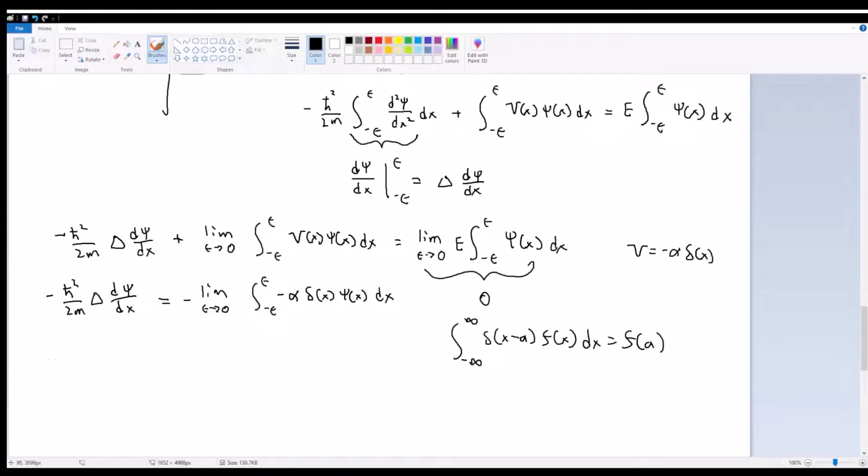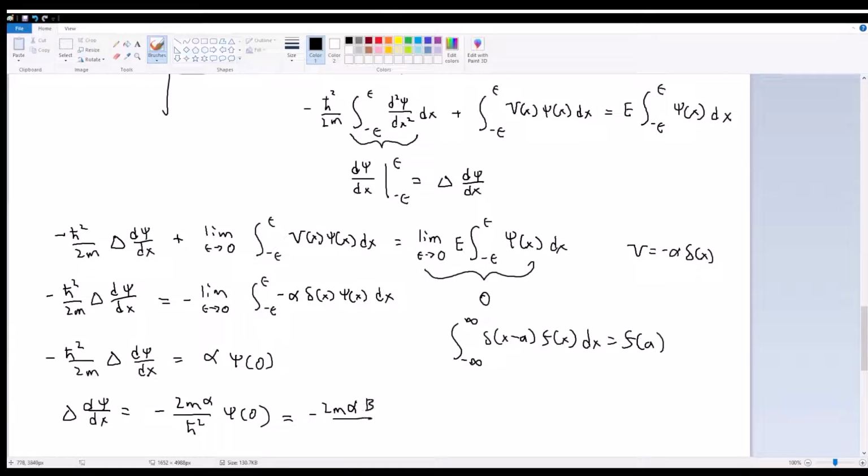So we have negative h bar squared over 2m times delta d psi by dx, and this is going to equal, the two negatives make a positive, alpha times the integral of delta x psi x, which is going to pull out psi of 0. So the change d psi by dx is then going to be equal to negative 2m alpha over h bar squared times psi of 0, and specifically in our case, psi of 0 is just equal to b, so this is equal to negative 2m alpha b over h bar squared.